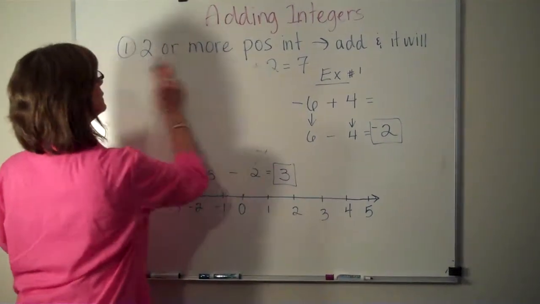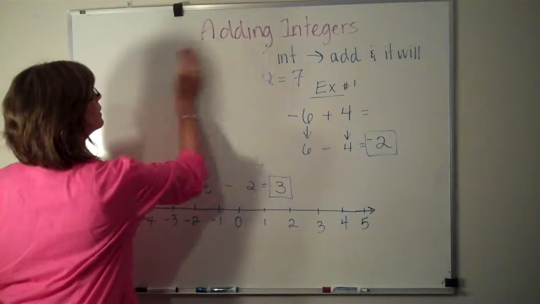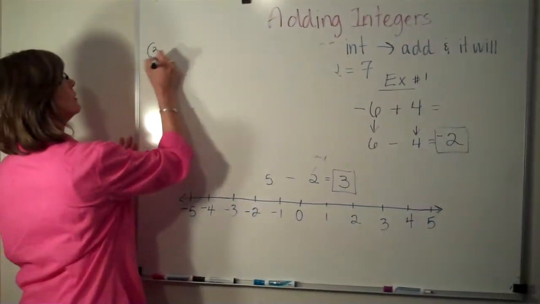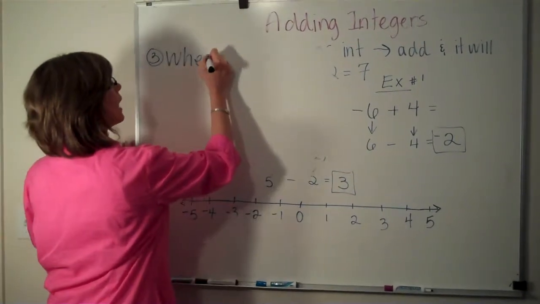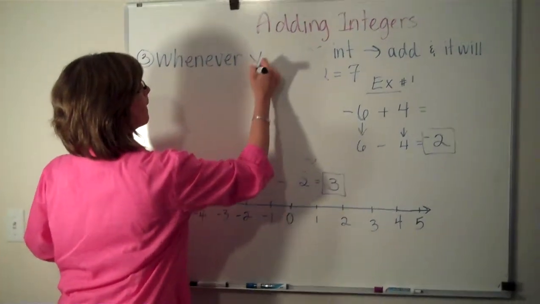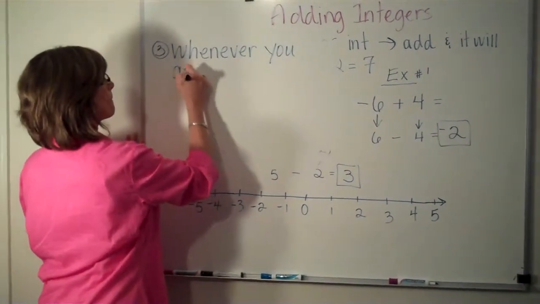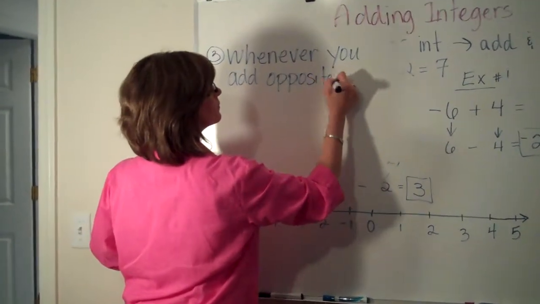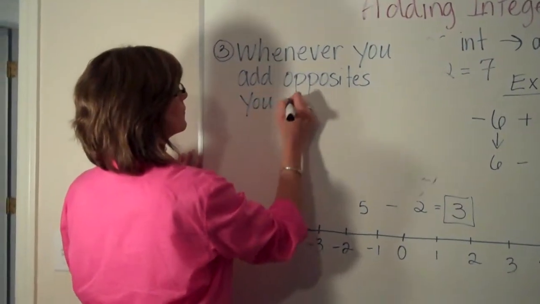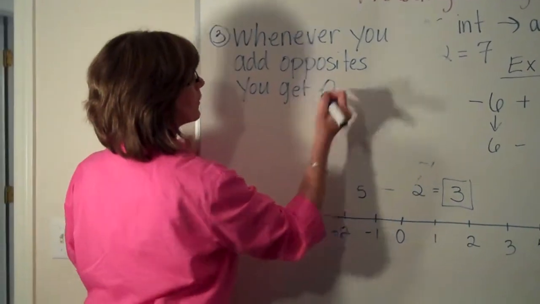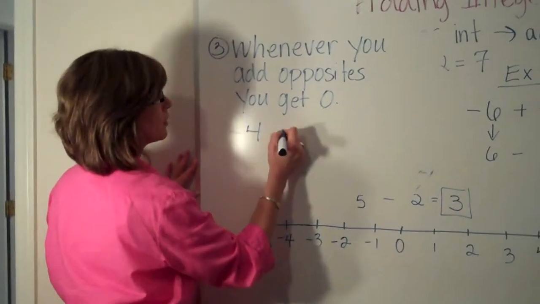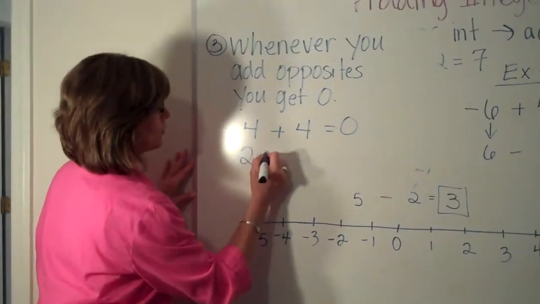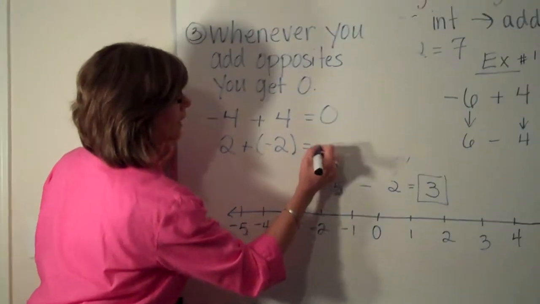number 3, is when you add two opposites. So whenever you add opposites, you get 0. So if I have negative 4 plus 4, that equals 0. If I have 2 plus negative 2, that equals 0.